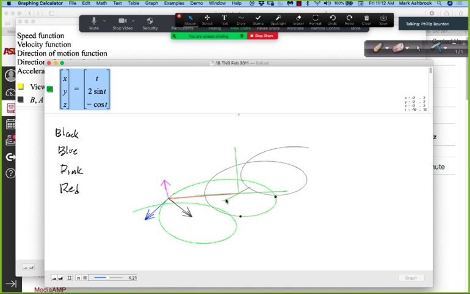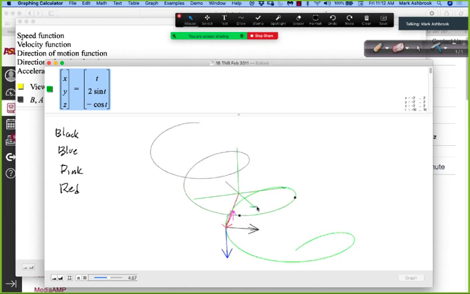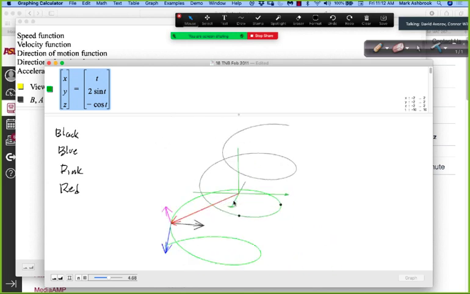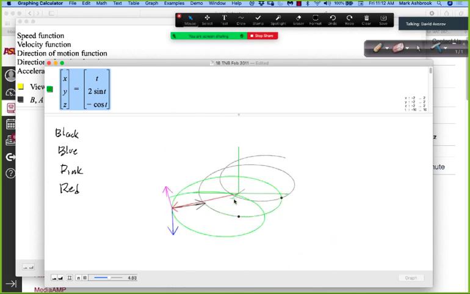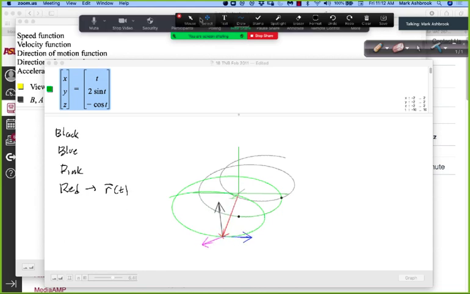Is the red vector r(t)? He wants the red vector as the position function, r(t). What do the rest of you think? I agree. Yep. That's an easy one, a good one to start on, a good one to identify first. So this is position. Okay, so what's the next one that's logical to talk about?